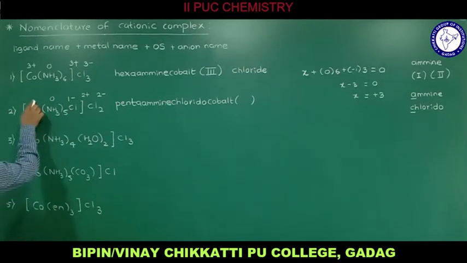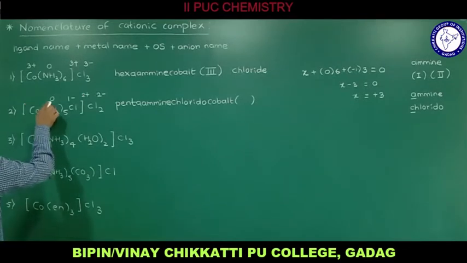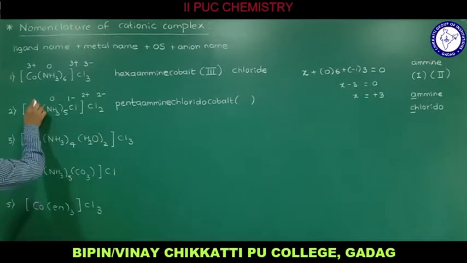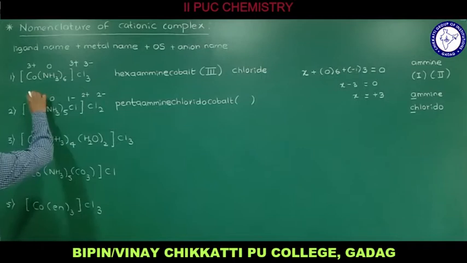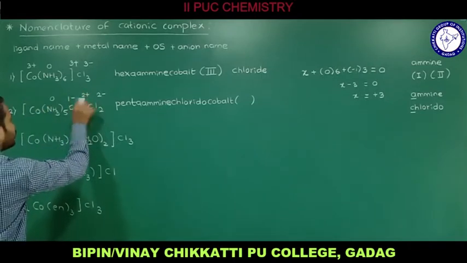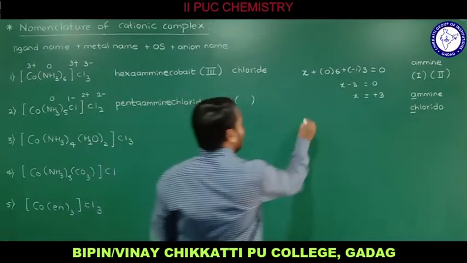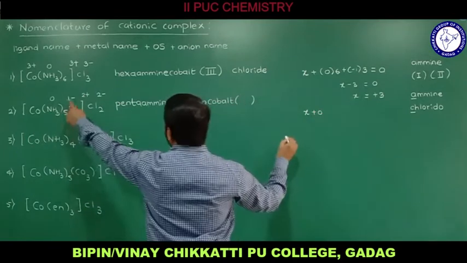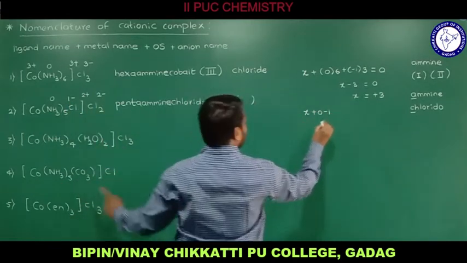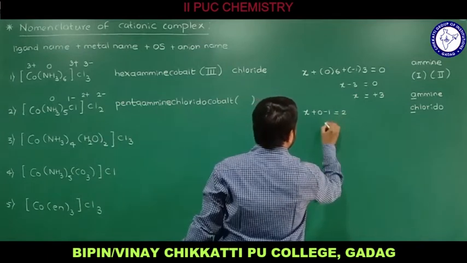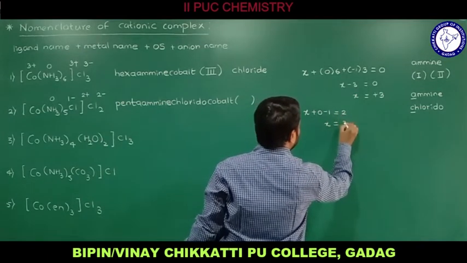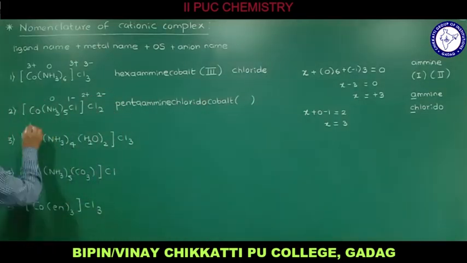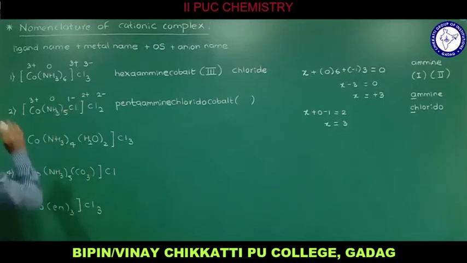See here, if you consider cobalt as X, the sum of these three should be equal to 2 plus. So what will be the oxidation number of cobalt? By adding the oxidation numbers, you should get a total equal to 2 plus. For your reference, I will write it in one more manner. X, and here we have 0, and here we have minus 1. I consider only the sphere, which should be equal to 2 plus. If you do this, X plus 0 minus 1 equals 2, so X is equal to 3, or directly you can say this should be 3 plus. 3 minus 1 you get 2, isn't it? So the oxidation state of cobalt is 3 plus.